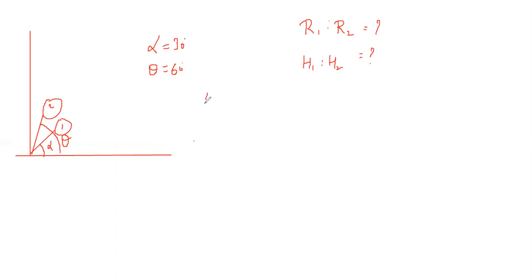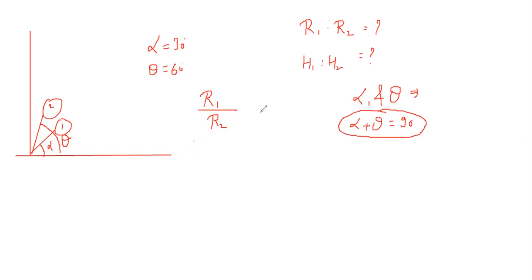R1 is to R2 equals question mark and H1 is to H2 equals question mark. If we're talking about R1 upon R2, check the condition: alpha and theta are complementary, that means alpha plus theta equals 90 degrees. So R1 upon R2 equals 1 upon 1. This is the condition for getting the same range. R1 is to R2 equals 1 is to 1.